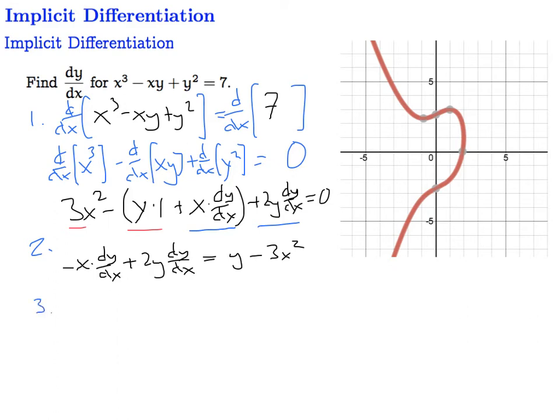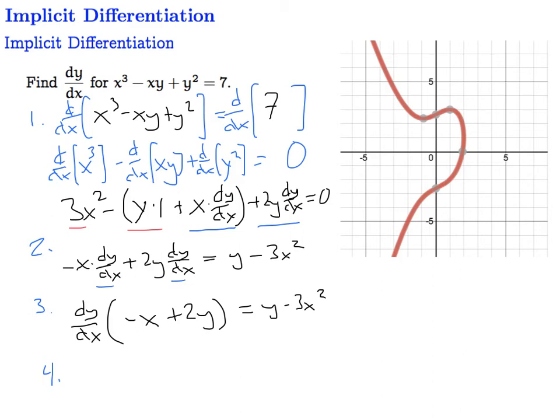The third step says we want to factor that dy/dx out. So we want to factor these terms out. What we're left with is dy over dx times negative x plus 2y, still equal to y minus 3x squared.